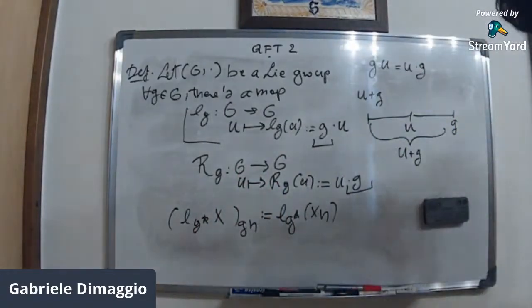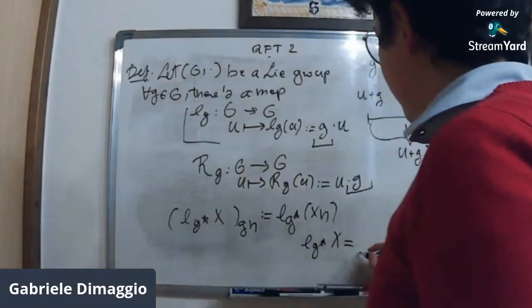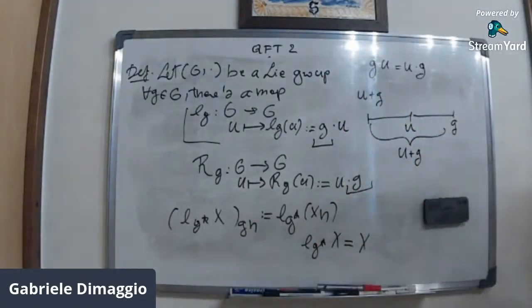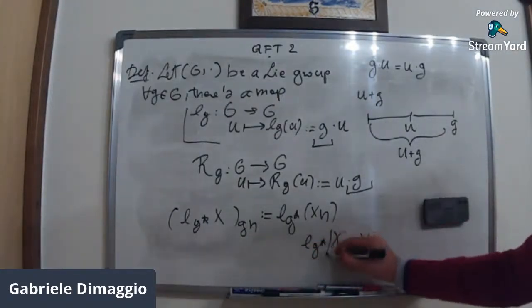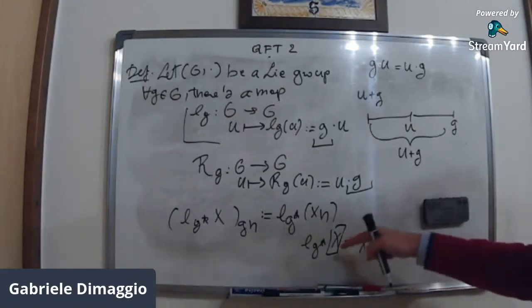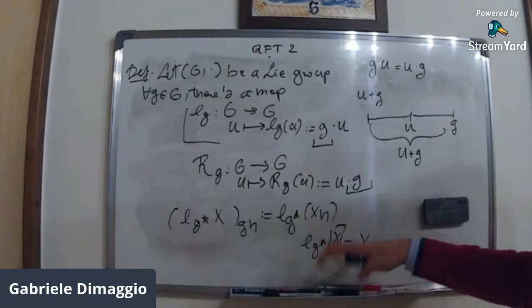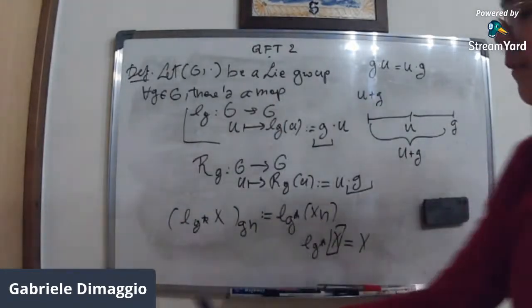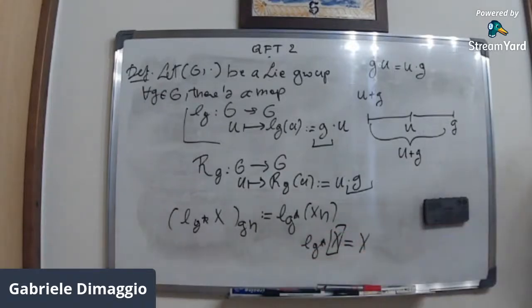Now, if I have that L_G dual acting over X is equal to X, then the vector X is called a left invariant vector field. Of course, if X is a vector field, in this case the vector field is called a left invariant vector field.